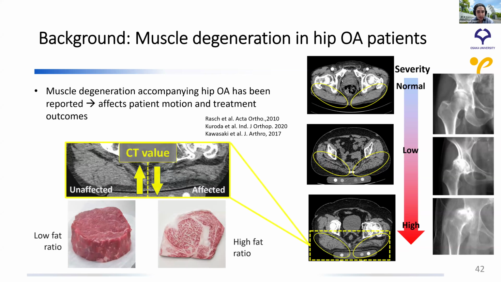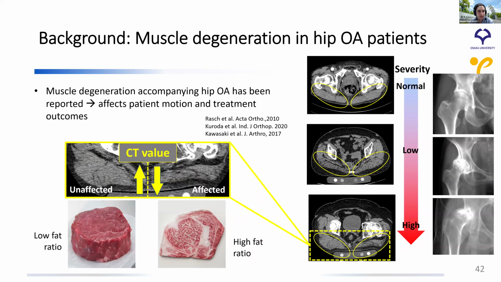So if you take these muscles out from the human body and look at them, the small muscle, which has very low intensity, has a very high fat ratio, while the muscle which is very healthy has a very high content of muscle cells. So this increased fat ratio is very harmful for the muscle functions.